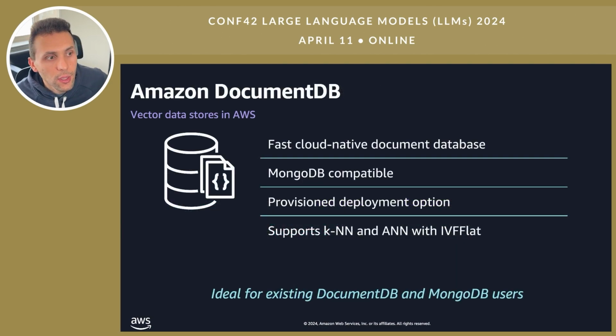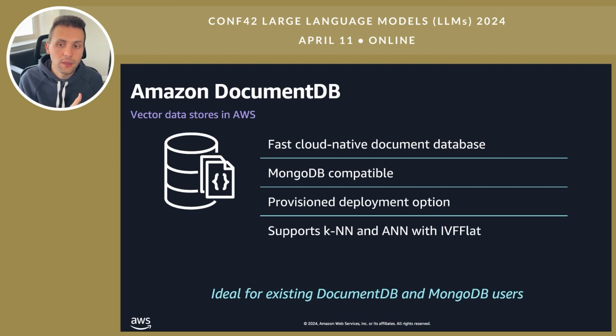Continuing the segment, vector support on AWS is also made available through DocumentDB. DocumentDB is a very fast cloud-native document database. Again, it's a NoSQL database that has MongoDB API compatibility. You have different provisioned deployment options, and it's a managed service. It also supports the same algorithms that I mentioned before: KNN, ANN, IVF flat.